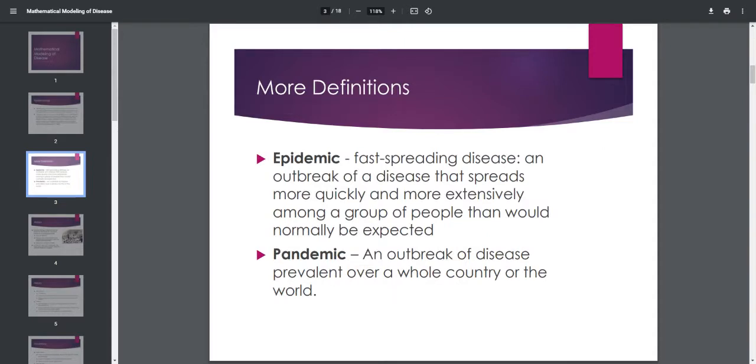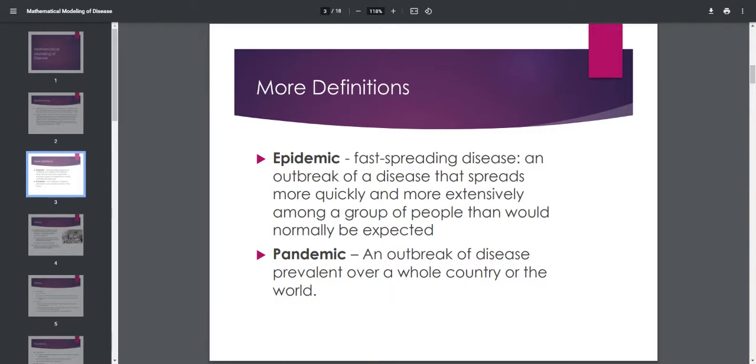So some more definitions, and these are important. An epidemic is a fast-spreading disease, an outbreak of a disease that spreads more quickly and more extensively among a group of people than would be normally expected. And a pandemic is an outbreak of disease prevalent over a whole country or the entire world. So here the scope and scale are the important items, but these two words often get used interchangeably.